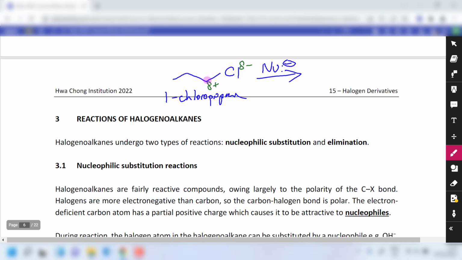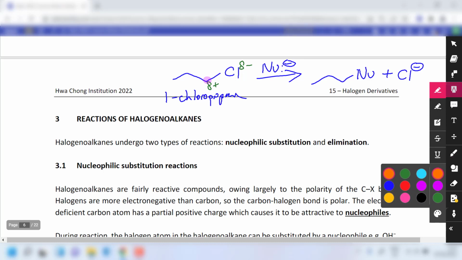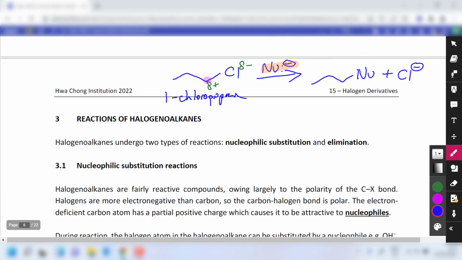And once it undergoes nucleophilic substitution, you will end up with the nucleophile replacing the Cl, so plus Cl minus. In this case, I will be able to balance the equation. But we are also aware that nucleophiles on their own can also display the behavior of a base. So we can also say that a nucleophile is basic in nature. Basic in nature here means that it can also fulfill its role as a base.